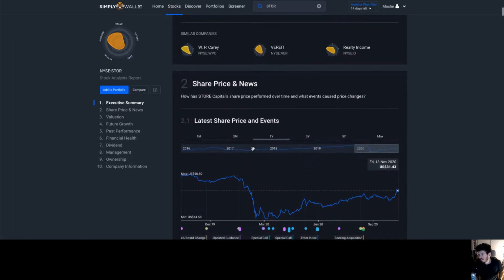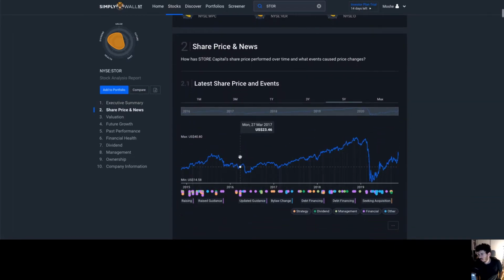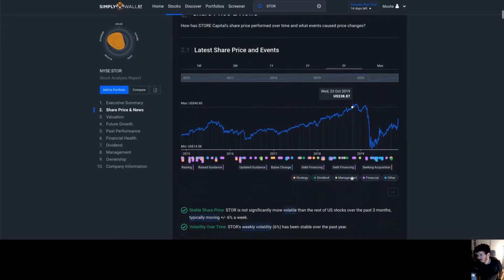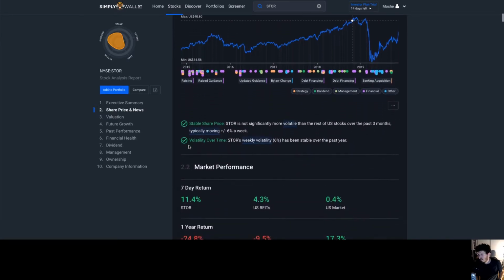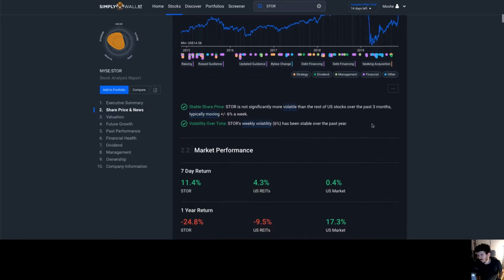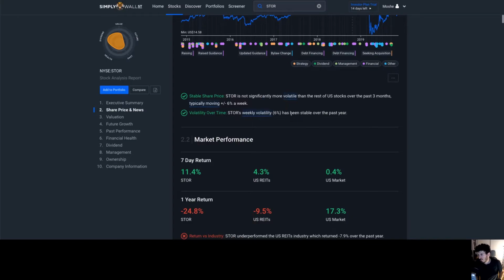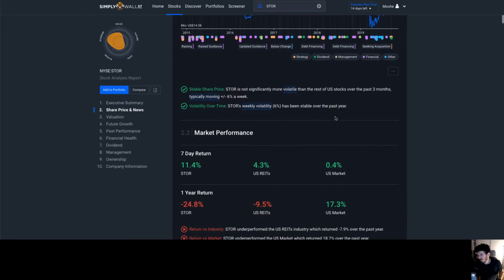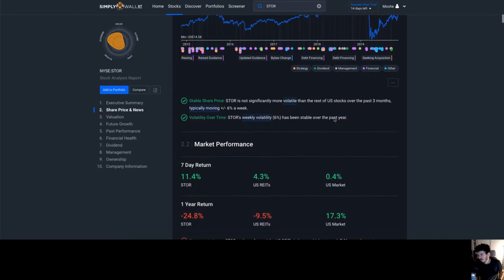So let's check more information so we can see the share price over time, kind of play around and see what happened with the stock. Obviously, this is due to the COVID pandemic. And we can see that Store is not significantly more volatile than the rest of US stocks. Store's weekly volatility, 6%, has been stable over the past year. Let's continue.